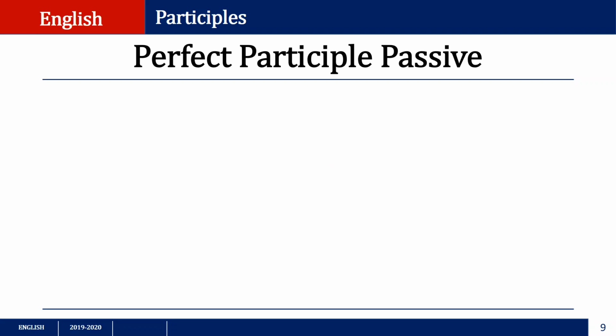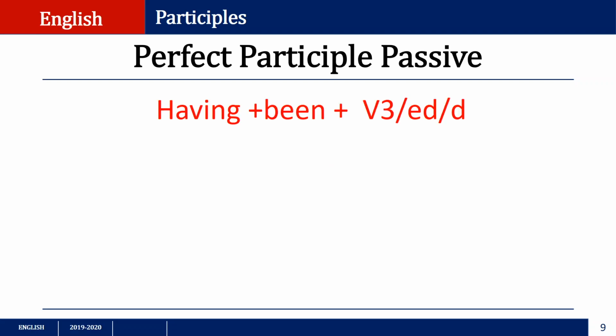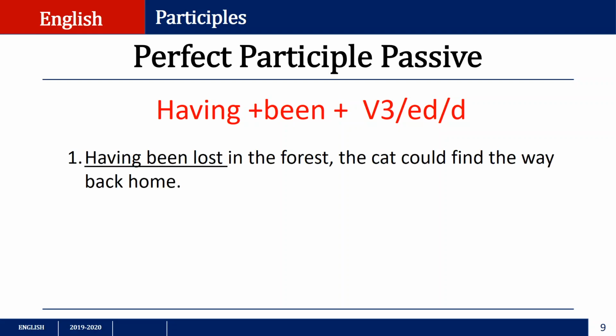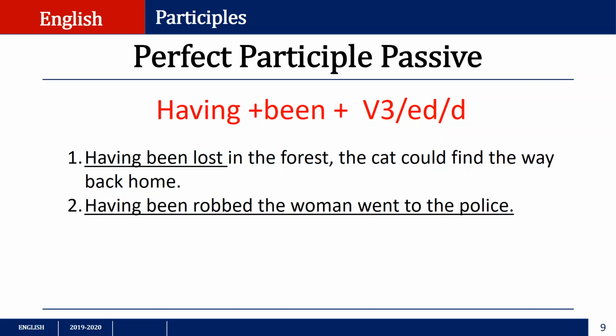Perfect participle passive: having plus been, because it's passive form, plus verb 3 or ed. Having been lost in the forest, the cat could find the way back home. Having been robbed, the woman went to the police. So you can see how the form of perfect participle passive is used in these sentences.